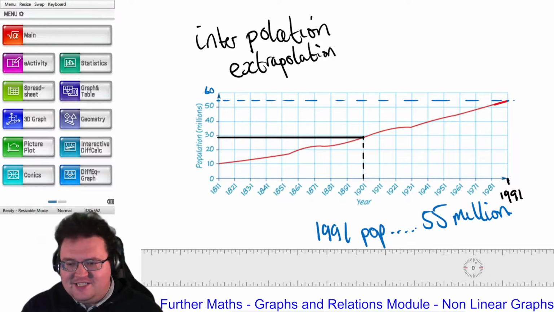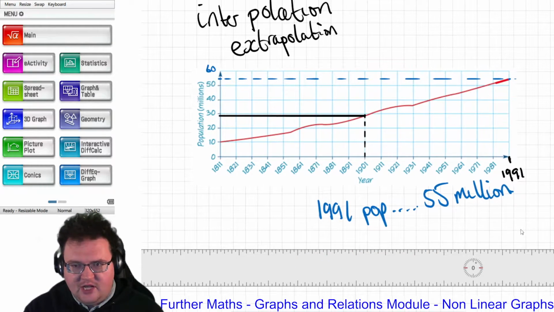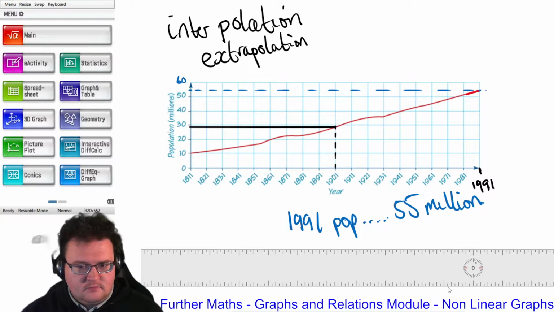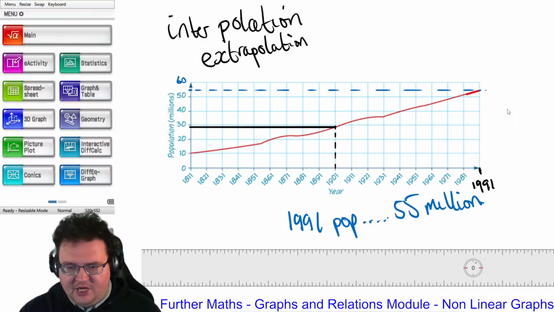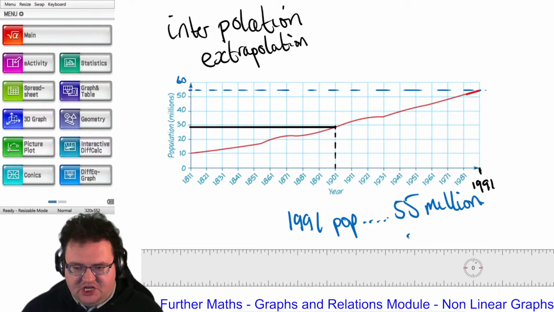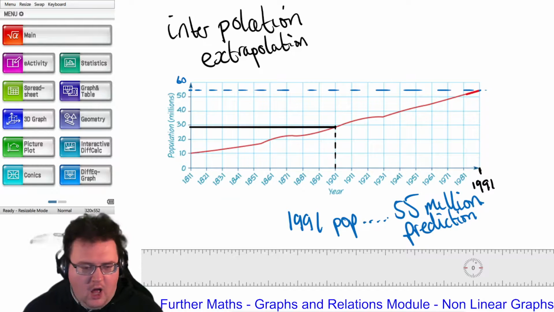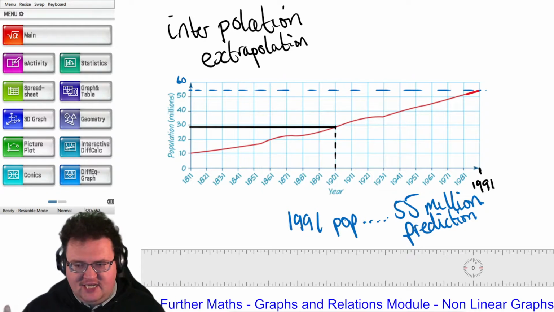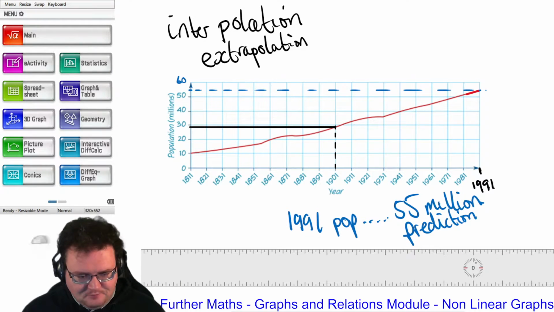Now, the question, though, is that interpolation or extrapolation? It's going to be extrapolation because I added to my graph. So I can say, oh, it's a prediction. I can't say that's what it is because I don't know. I only had data from 1811 to 1981.